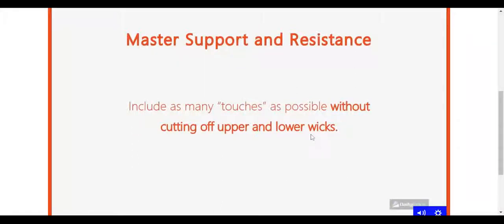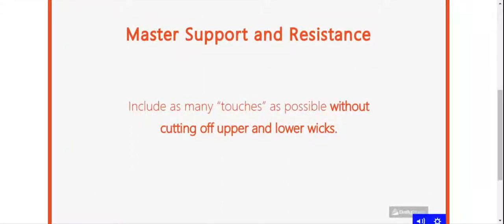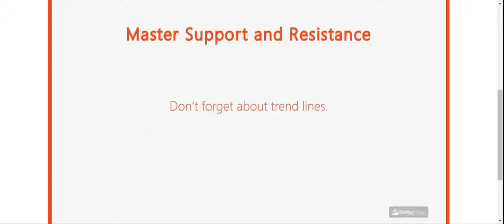What does that mean? By touches, I'm talking about the upper and lower wicks that touch off of the level, whether it's a horizontal support or resistance or a trend line. You want to try to get as many touches on those levels, but you also don't want to cut off too many wicks. So it's a little bit of a balancing act, and it's also something that just comes with practice.